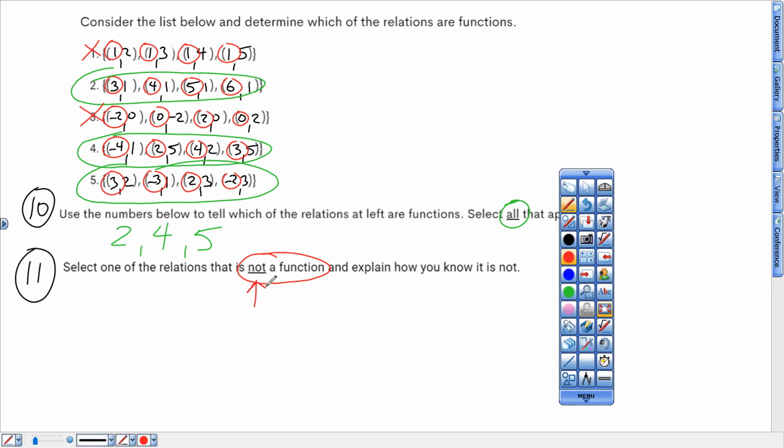And then, of course, the next problem wants you to select one that's not a function. Like maybe number 1. 1 is not a function. And explain why in a complete sentence. 1 is not a function because the inputs are spitting out more than one output. Or 1 is not a function because the input is showing 2 different outputs. You're going to be writing that in a complete sentence. All right, let's move on.